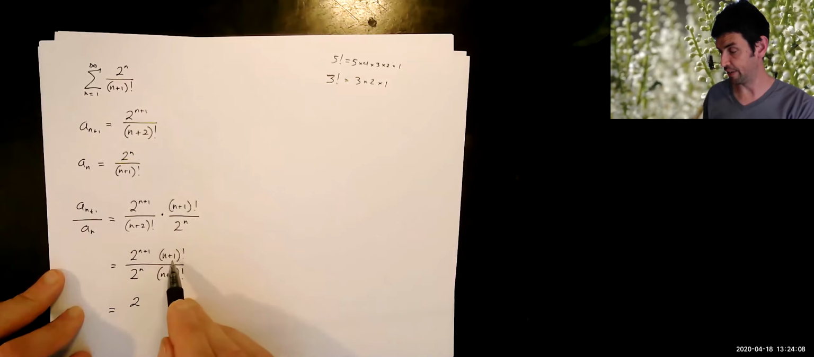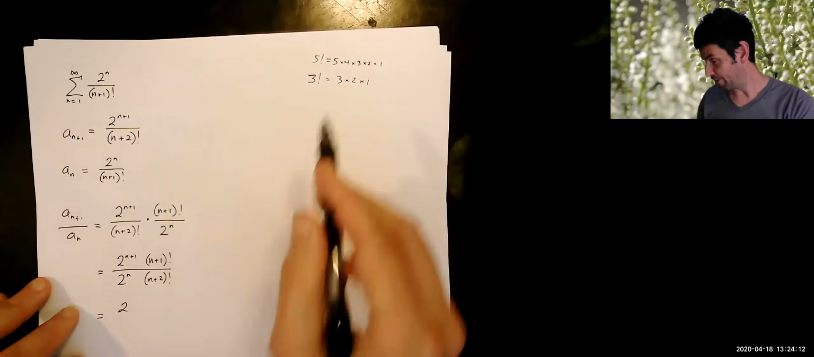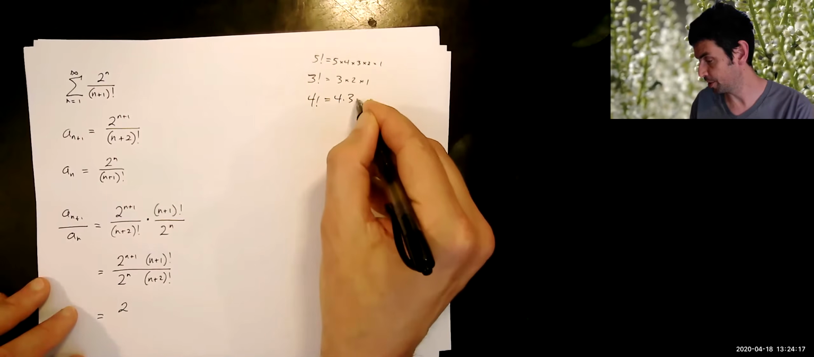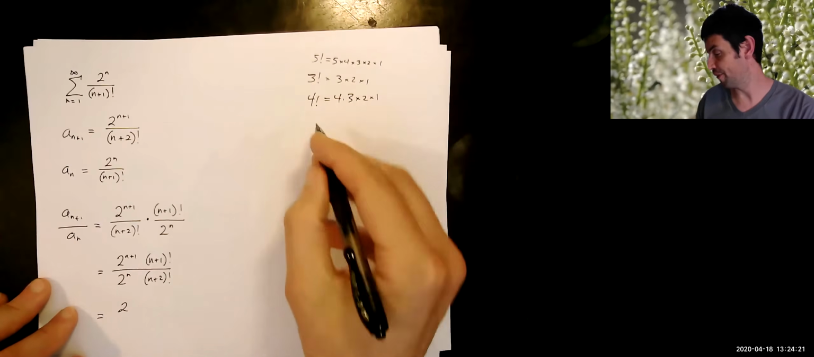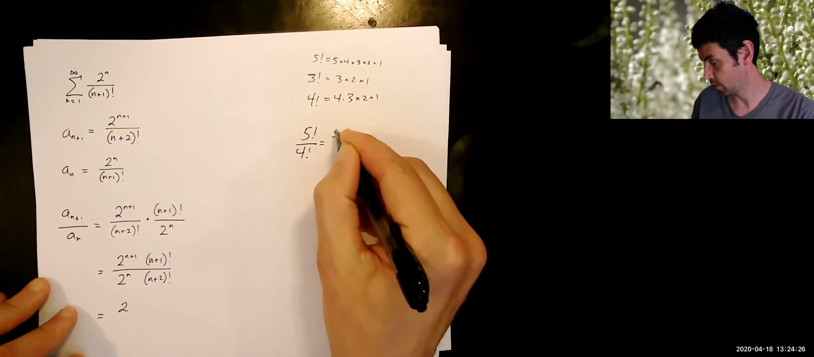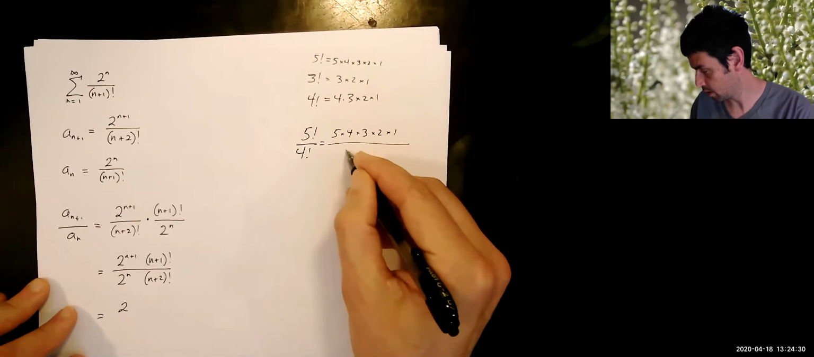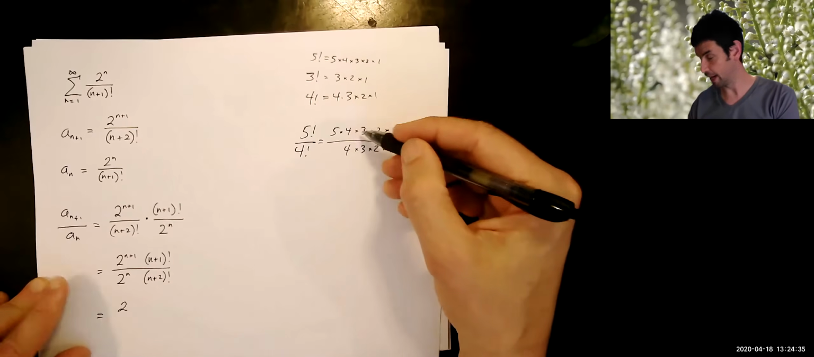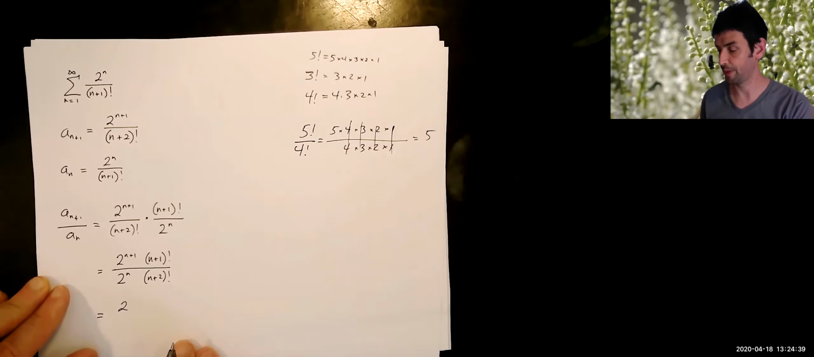Now, let's think about this thing for a second. Let's come back to these examples we have over here. If I had something, let's do one more example. Let me put 4 factorial in here: 4 times 3 times 2 times 1. Let's look at 5 factorial over 4 factorial. Well, it's clear what's going to happen. Everything is going to cancel except for that 5.